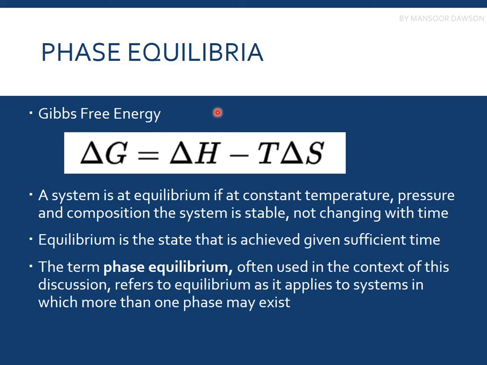Equilibrium is the state that is achieved given sufficient time. The term phase equilibrium is often used in the context of this discussion, and it refers to equilibrium in a system in which there is only one phase present, not other phases which coexist. So that is called phase equilibrium.